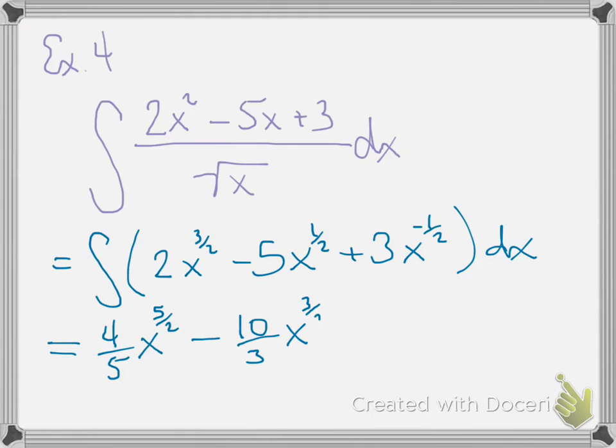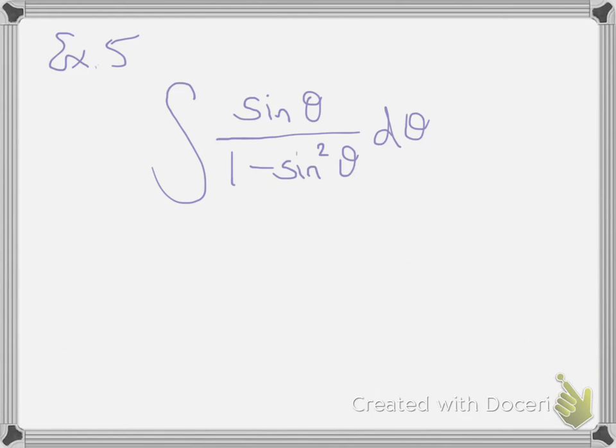x to the 3/2. And then in the last one here, the negative 1/2, when I add 1 to that, we'll get a positive 1/2. Dividing by positive 1/2 is the same as multiplying by 2. So we're going to end up with 6x to the 1/2. And then, of course, plus c. Don't forget your plus c. There's our answer. How about one more?